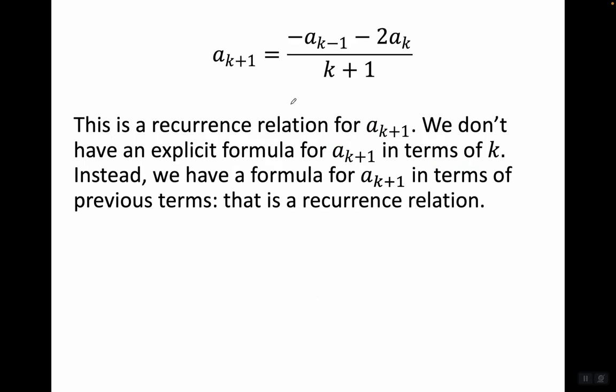Okay, this was just copied from the previous slide. This is a recurrence relation for a sub k plus 1. We don't have an explicit formula for a sub k plus 1 in terms of k. It's not like it's sine k over k factorial or something like that. Instead, we have a formula for a sub k plus 1 in terms of previous terms, namely in terms of a sub k minus 1 and in terms of a sub k. That is a recurrence relation where you don't have an explicit formula, you just have a formula in terms of previous terms.